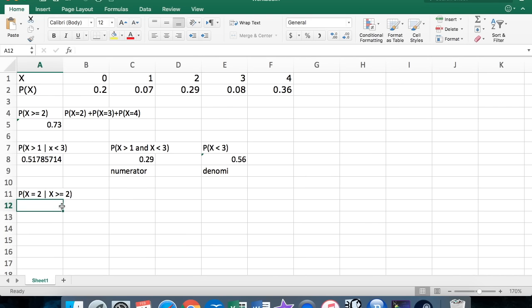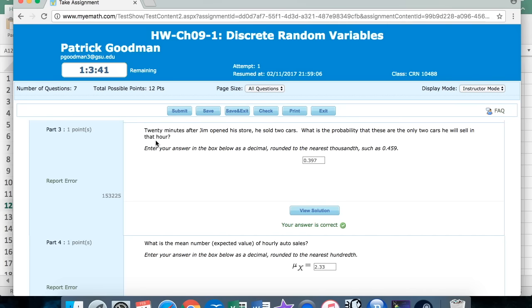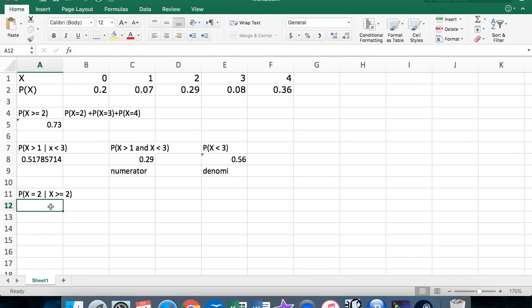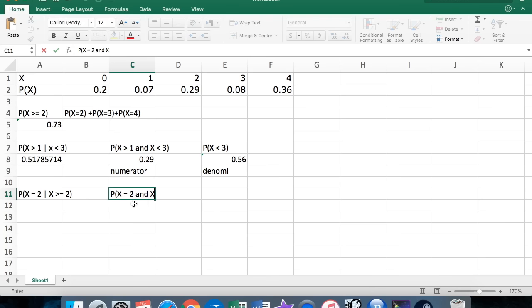And now it's greater than or equal to because, remember, right at the beginning of the 20 minutes, we know he sold the 2 cars. He could possibly sell more cars. So it has to be greater than or equal to. So we're saying, what's the probability that he sells 2 cars exactly, given that he's already sold at least 2 cars in that hour? Okay, so again, it's another conditional probability. So we have to do x is equal to 2 and x is greater than or equal to 2.